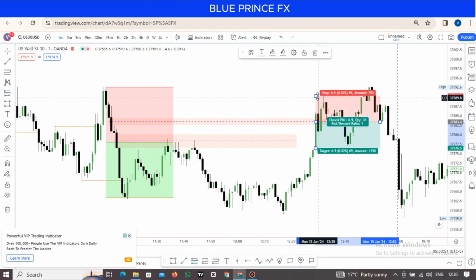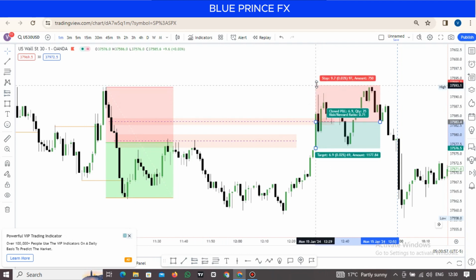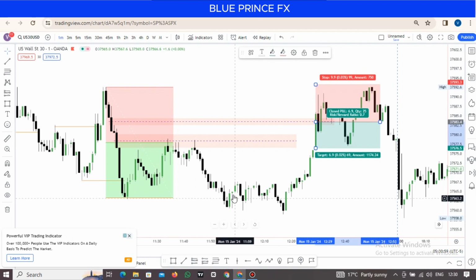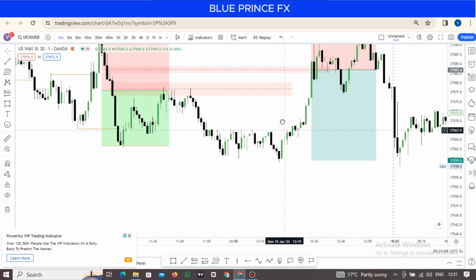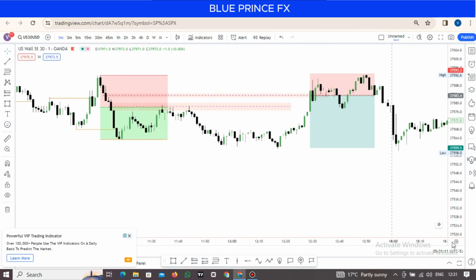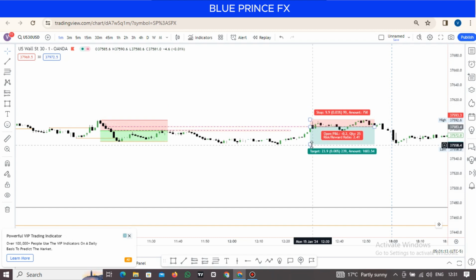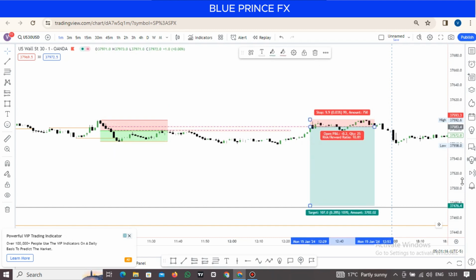At the 50% of this fair value gap, where do you hide your stop loss? You hide your stop loss above this protected high, because the market has already shifted lower, and the market has no reason to go above this high. So now you can target the 15 minute sell side liquidity. Where is this 15 minute sell side liquidity? This is our 15 minute sell side liquidity here.